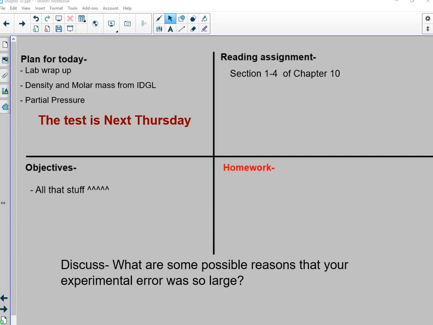All right, so let's just discuss this real fast, then we'll move on. First, you'll notice in maroon, the test is a week from yesterday. That should be plenty of time. We have another lab we'll do on Monday. And that was pretty interesting.